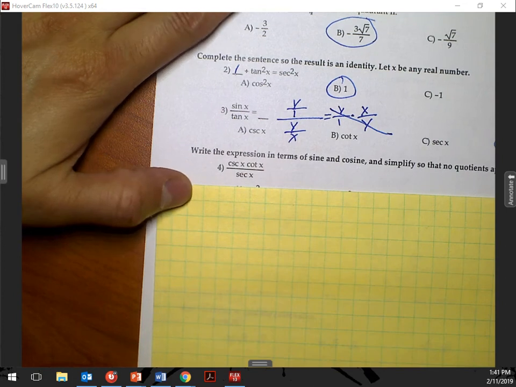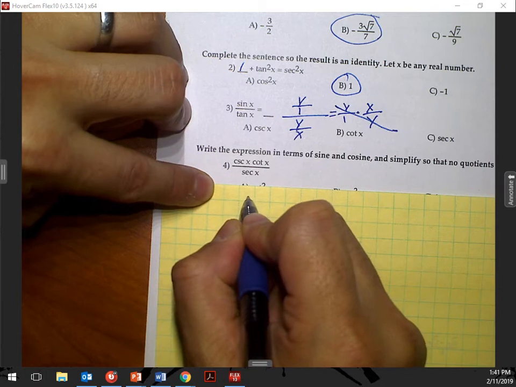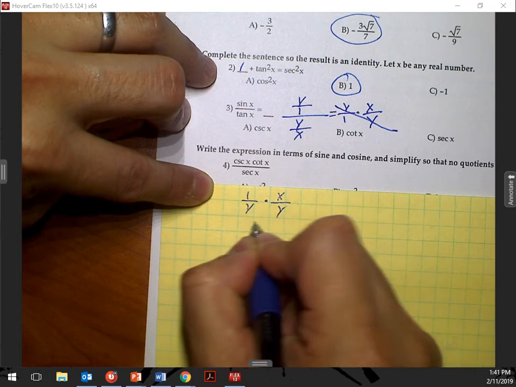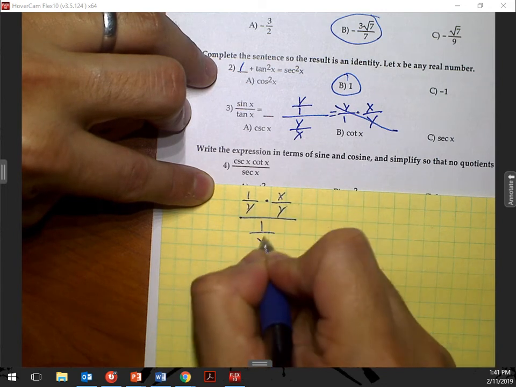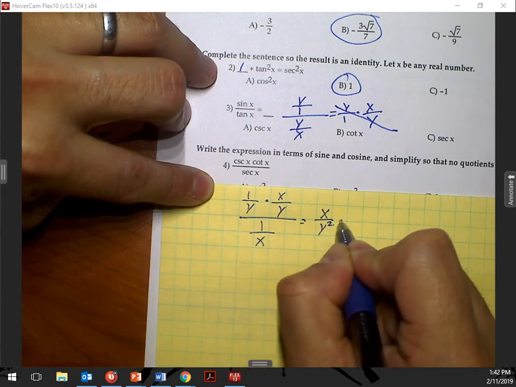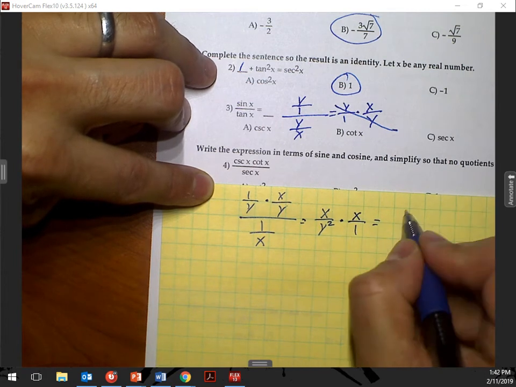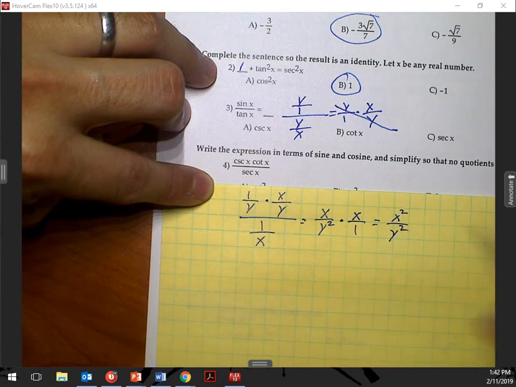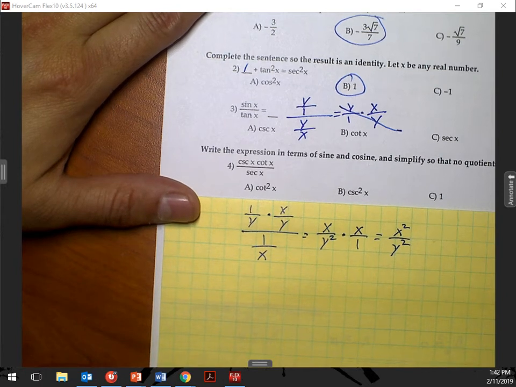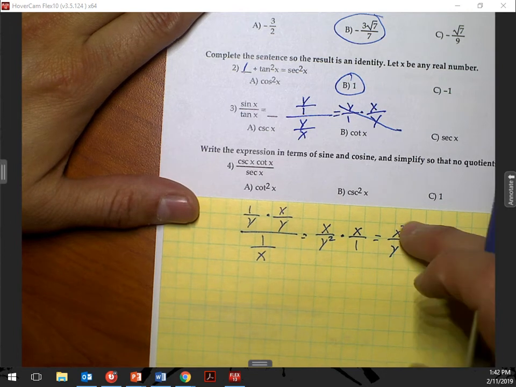Okay. So let's do this one now. Number 4. Cosecant is 1 over y. Thank you. Times cotangent, x over y, all divided by... So on top, what am I going to have? X over y squared times the reciprocal, which is x over 1, which gives me x squared over y squared. So my answer should be... x over y is what? Cotangent, right? Yeah. So this one's going to be cotangent squared.